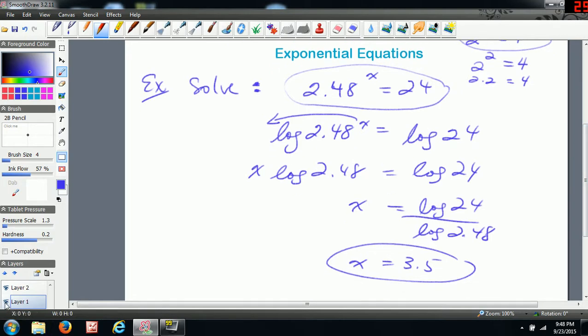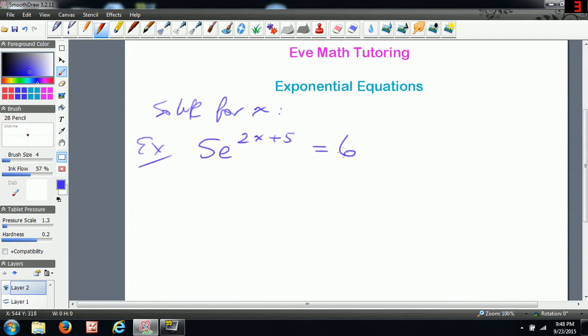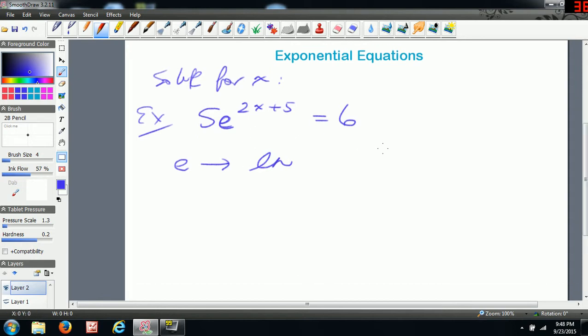So we can try a few other examples. Say we want to solve for x, and we had something like this: 5e to the 2x plus 5 is equal to 6. So in this case, we've got e. So when you see e, my hint is you're going to use ln, not log. So you're going to use the natural logarithm, which is ln.